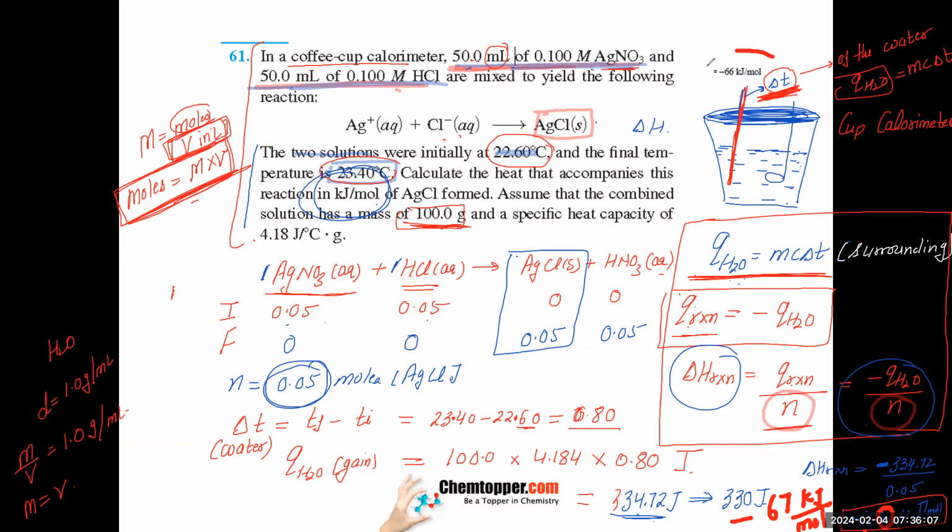Though the answer represented here is minus 66, up to one digit of difference is acceptable because this is the uncertain digit, 7 and 6 here and 7 here. So that much error is okay. So you're understanding this question?